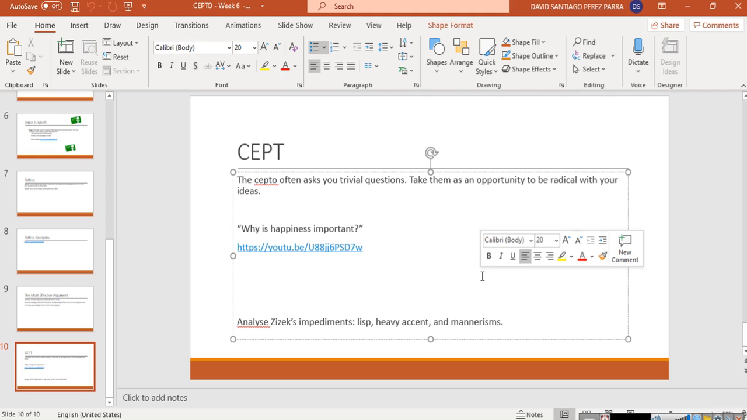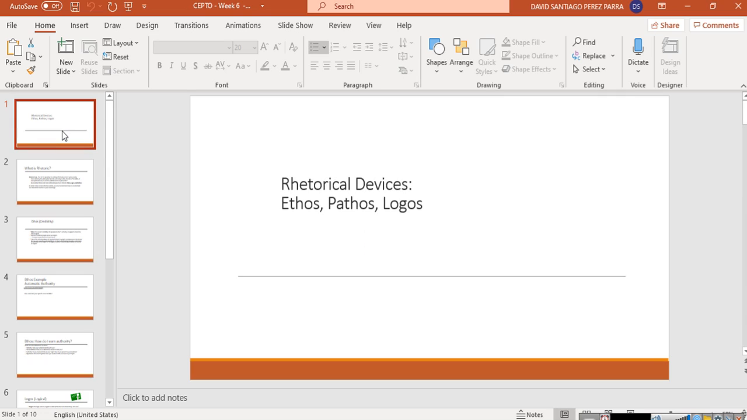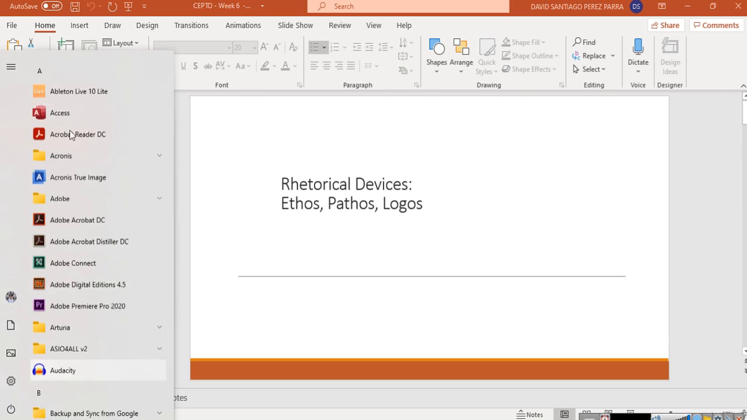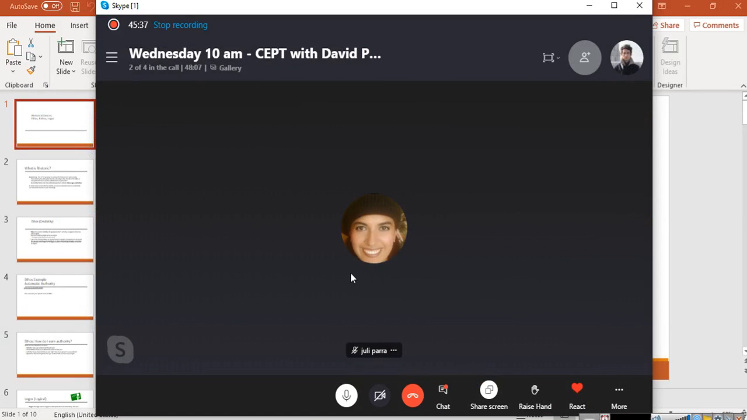In conclusion, and to finalize this session, keep into consideration everything you're going to talk about. If you want to make it good, you need to consider ethos, credibility, pathos, showing some kind of emotion, and logos, how logical is your argument, using examples and numbers. So Juli, that will be it for this session. Do you have any questions?